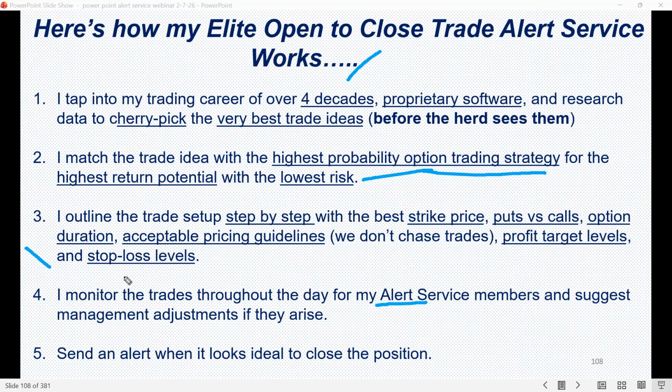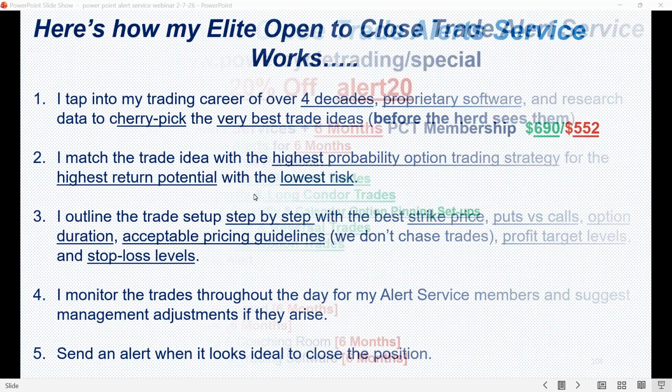And then, so you don't have to have your eyes glued on it, I'm doing it for you. And then if you need to take action, I'll say adjust, and you'll see it in the alert text. And then I'll send out that alert when to close position as well. So, it's just from inception to close, everything's done for you.